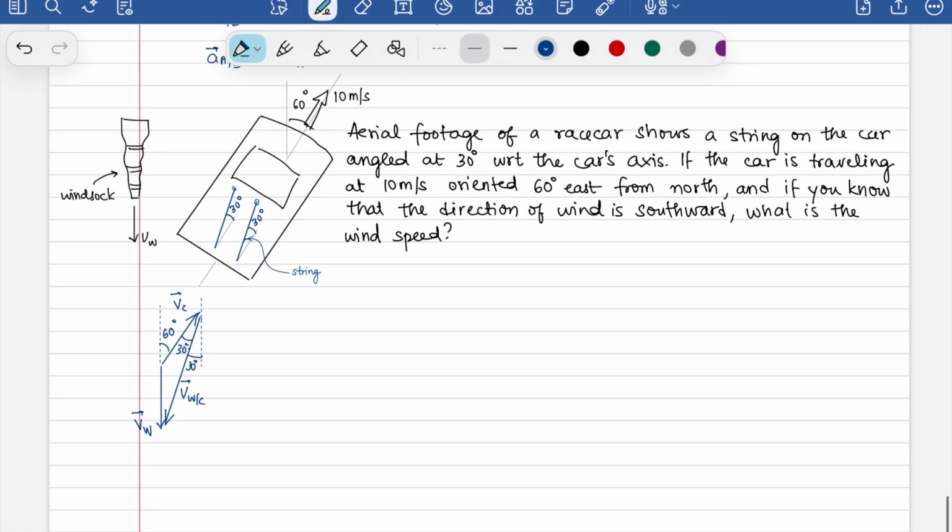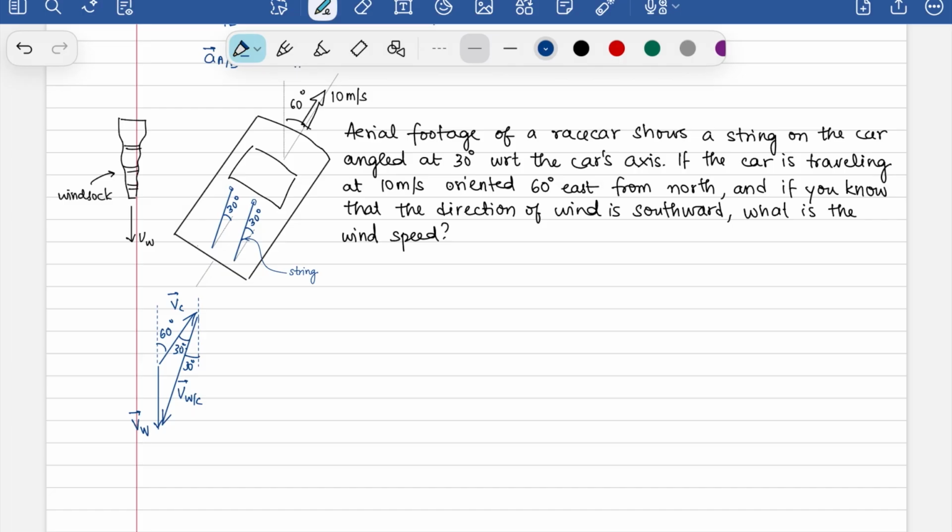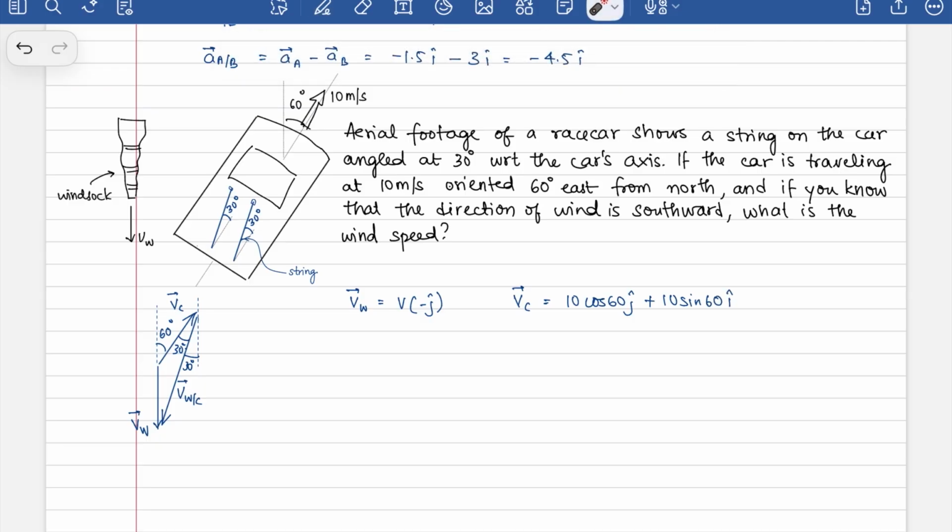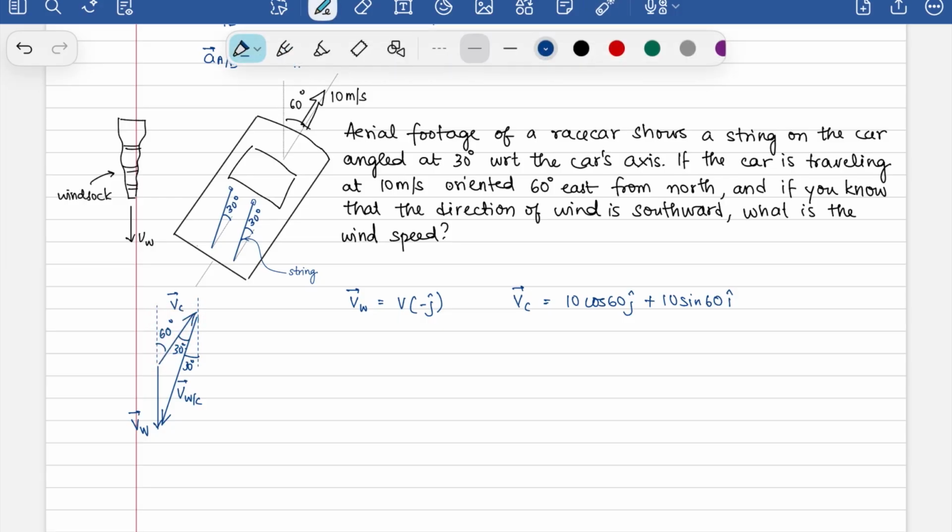Okay, so this was a bunch of vectors and their relation between them and the angles and so on. So let's say that the thing that's unknown is the velocity of the wind. So let's say the velocity of the wind is some v in the minus j hat direction to represent the southward direction. And the velocity of the car is 10 cos 60 j hat plus 10 sine 60 i hat, which is a component of this along j hat and a component along i hat.